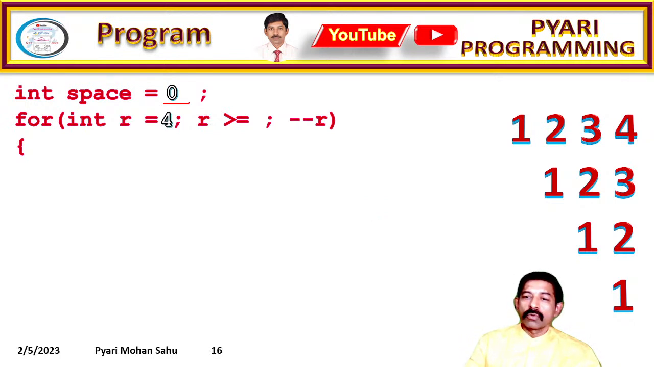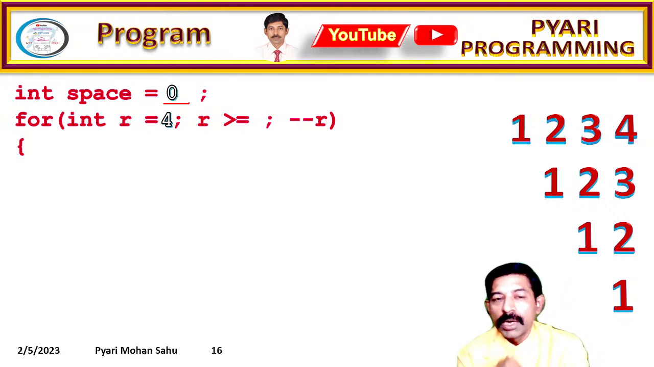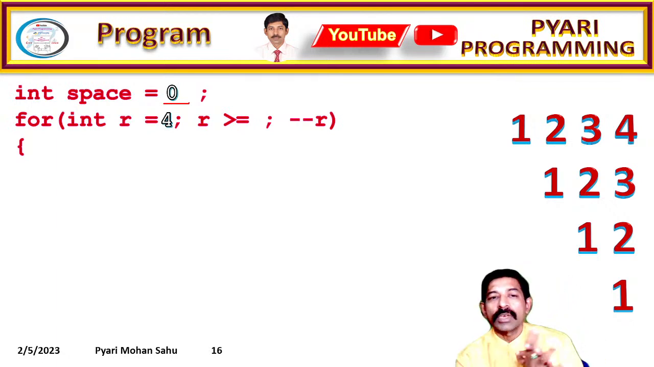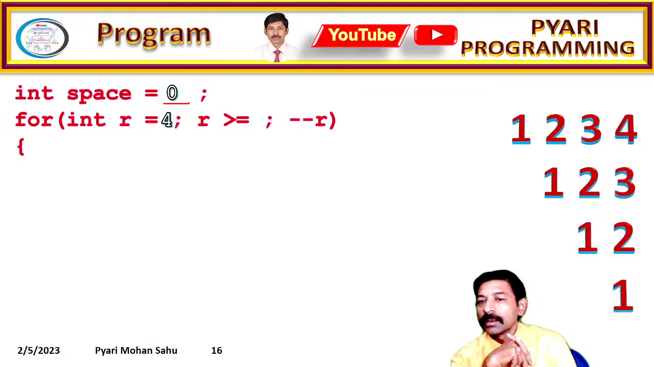Then greater than equals to how much? Sanchita, it is a column based pattern. Now the column will start from 1 to 4. Initially it iterates 4 times. So what should be the initial value of R?